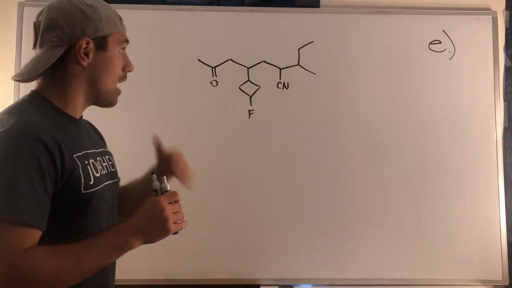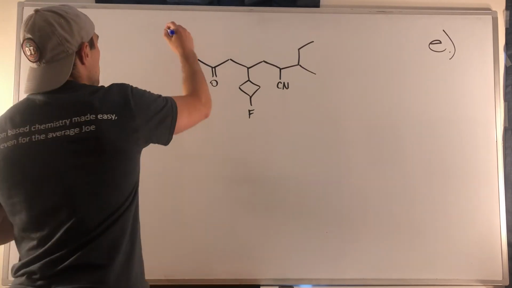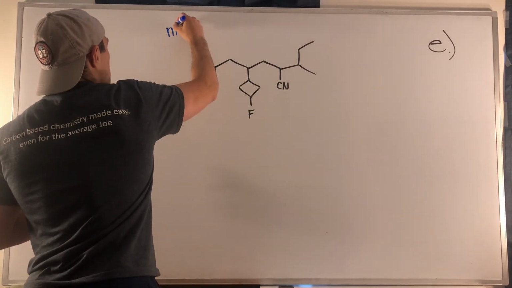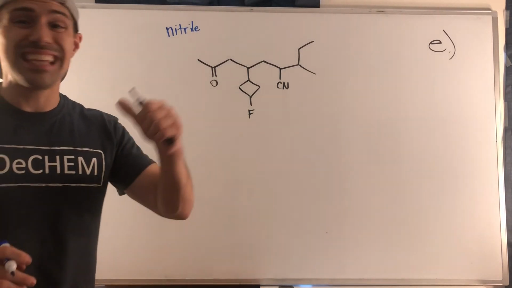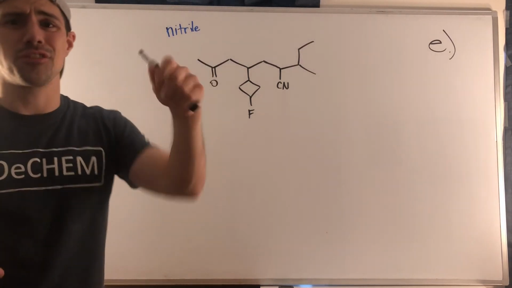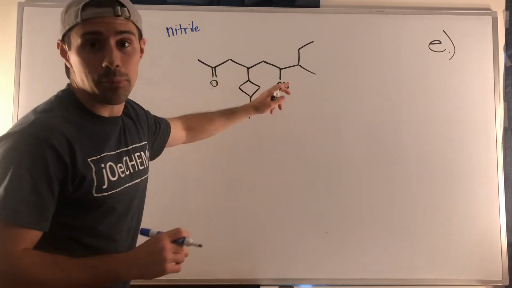Now, if you've looked at the functional group priority list, this is a nitrile, and the nitriles are higher priority than ketones. So for once, the ketone is taking the back seat, the nitrile's in the driver's seat, this is a substituent, and this needs to be in our parent chain.